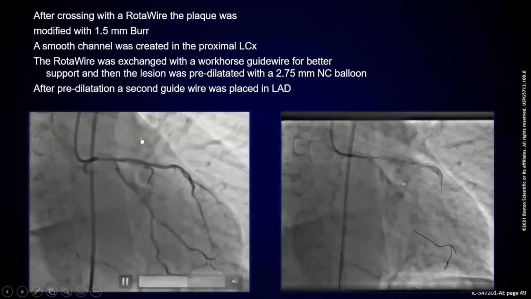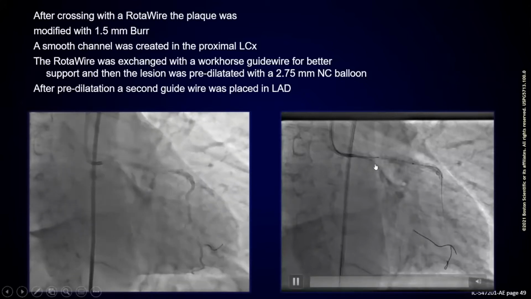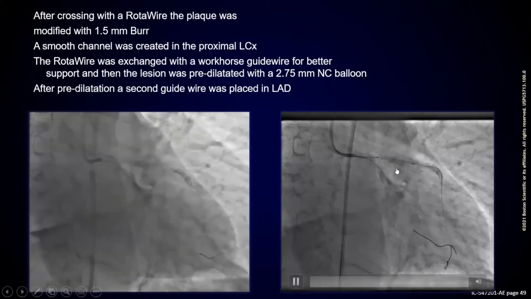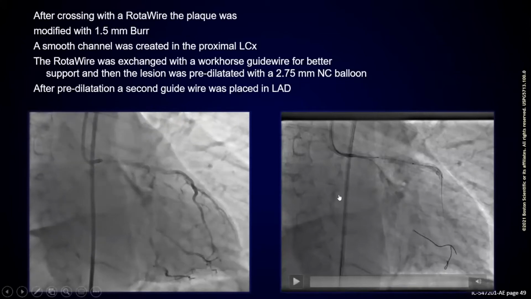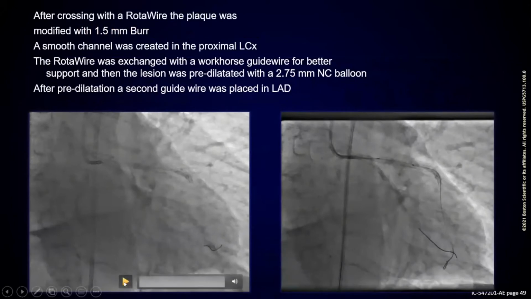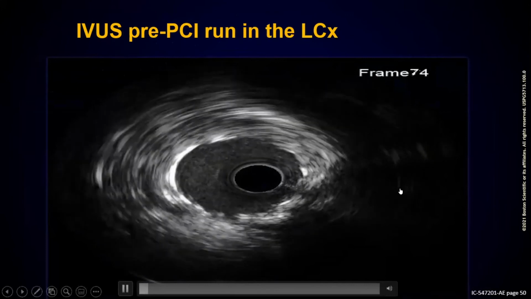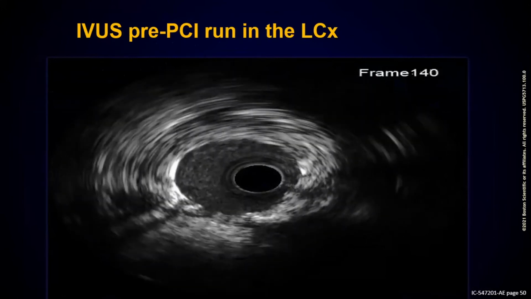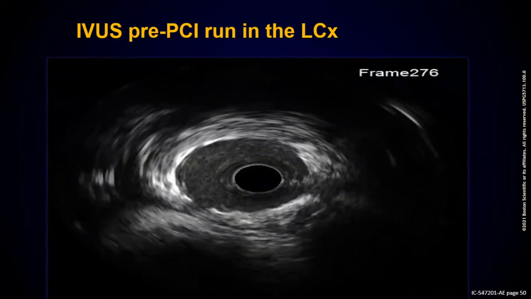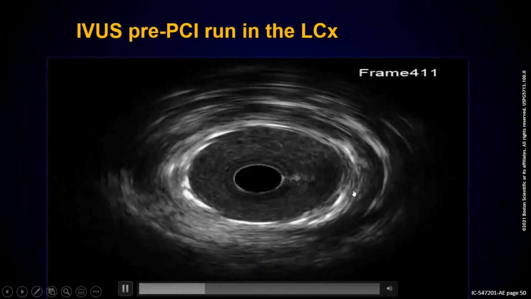And at the same time, obviously, after the rotablation of the circumflex, it was important to put another wire on the LAD. That's what we did. And this is the IVUS run. Here we go. So this is a long run, and I can let it run, but this is the circumflex run, which was the pre-PCI, after the rotational atherectomy.